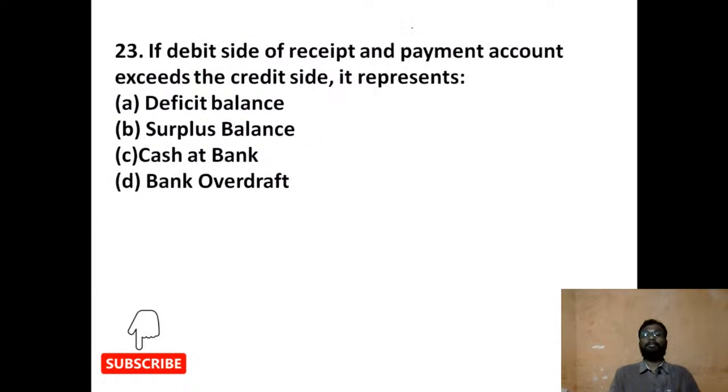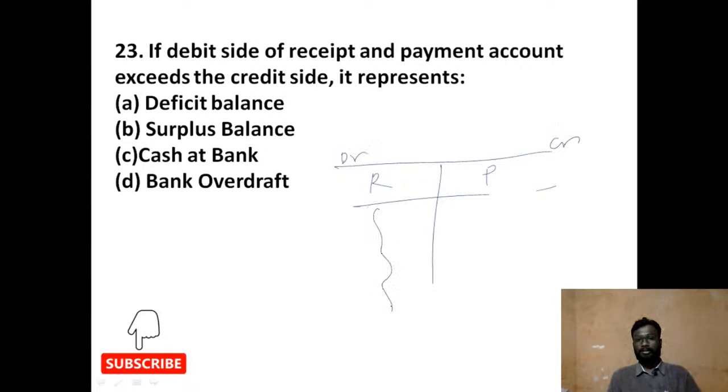If the debit side of receipts and payments account exceeds the credit side, so in the debit and credit side, the receipts are more, so the balance will be deficit. So option A.